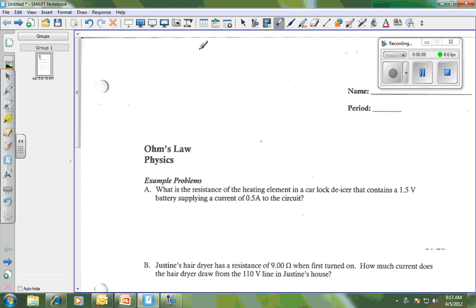Here's your formula. This formula is called Ohm's law. Voltage is equal to resistance times current. Remember, the formula is made up of variables, so V, I, and R are variables.